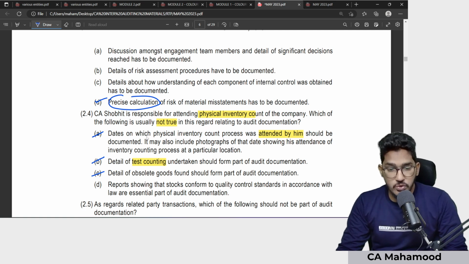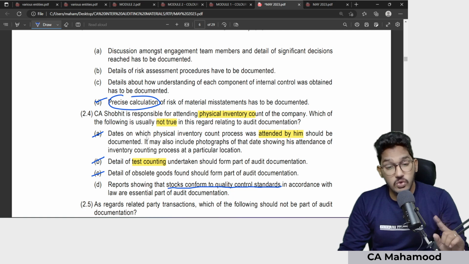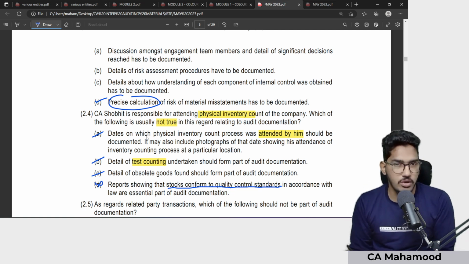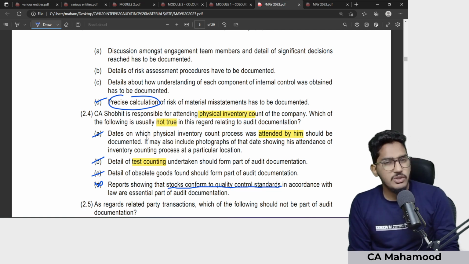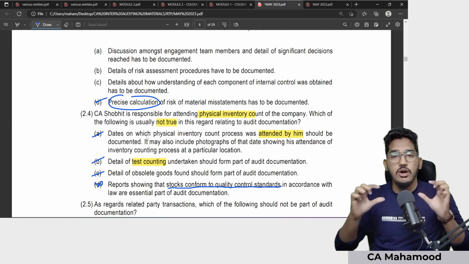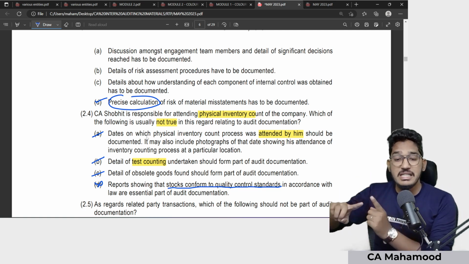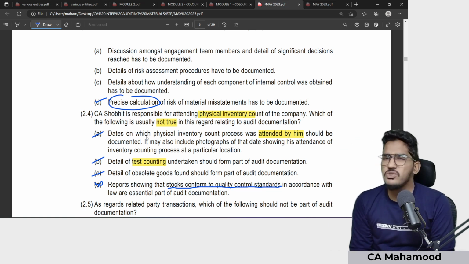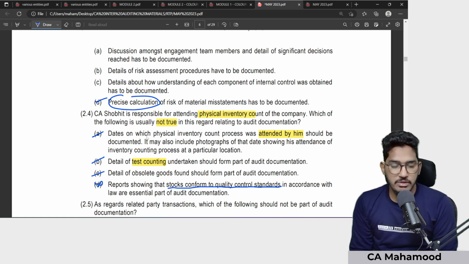Number 4, reports showing that stock conforms to quality control standards in accordance with law are essential part of documentation. This is actually wrong. See, as a part of audit documentation, you need not even include whether the stock which your company is holding is as per quality control standards of the law. That is not required. Let me give you an example for this.